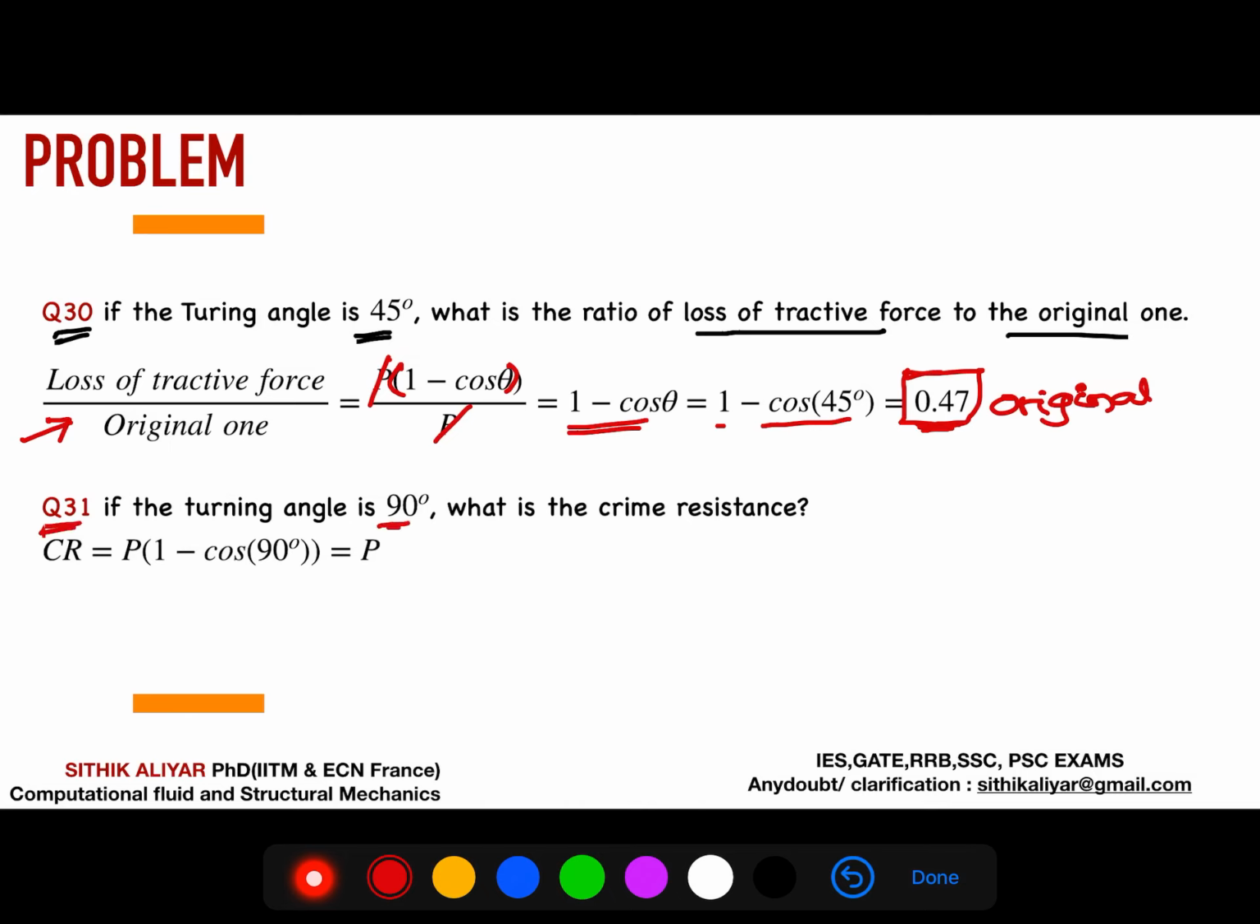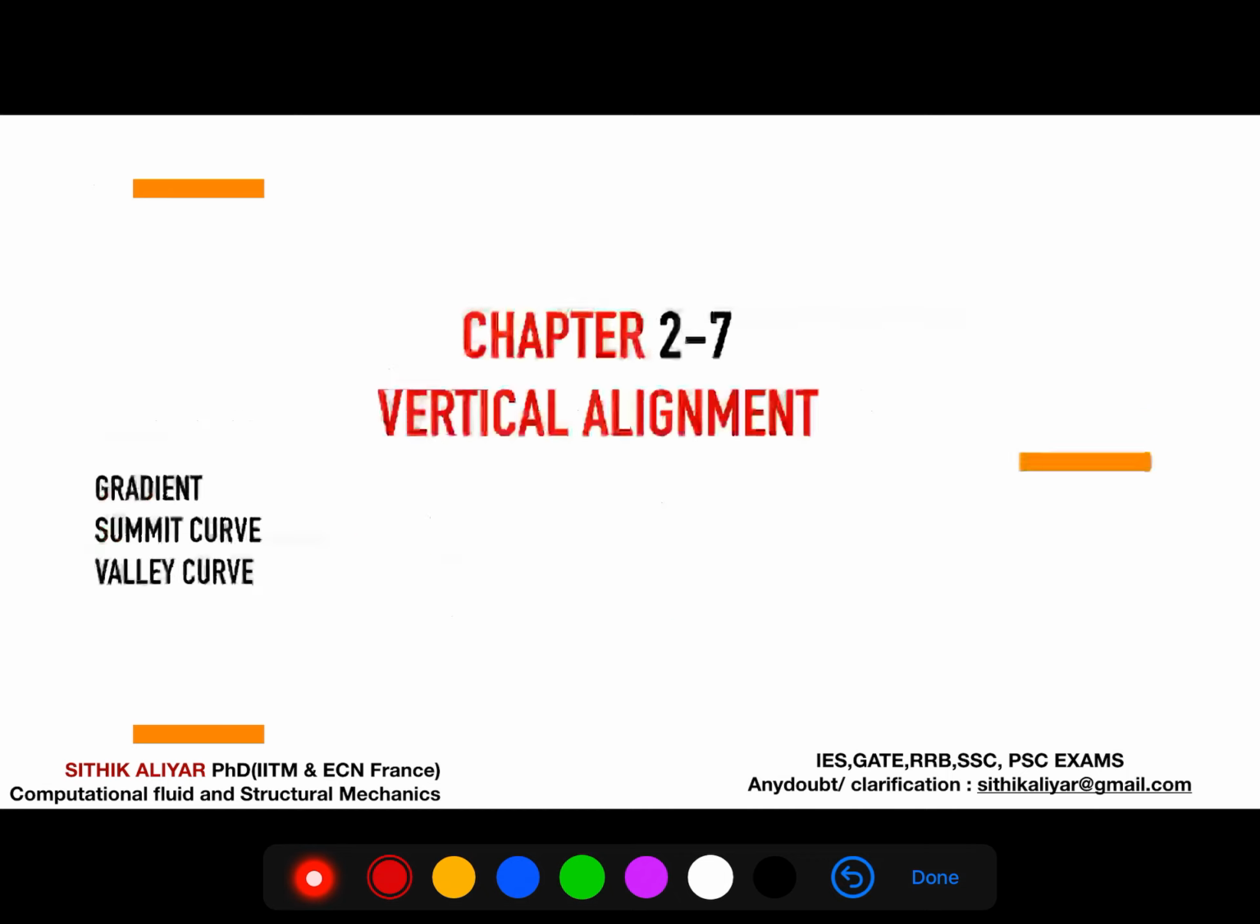This is question number 31. If the turning angle is 90 degrees, what is the curve resistance? The curve resistance is equal to P times 1 minus cos 90 degrees. Cos 90 degrees is 0, so 1 minus 0 is 1, and you will get P. The total force is resisted. The loss of tractive force is everything; you have lost everything, that's what it means. So the curve resistance is P.